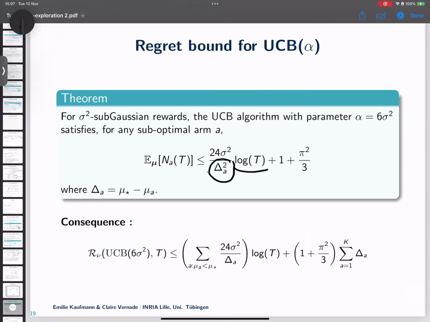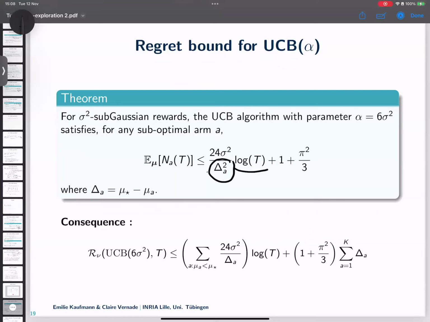So if I have an arm that has a very small gap, I'm going to need to pull it a lot to manage to distinguish it from the best arm, right? It's going to take me a lot of samples before I can make sure that it's not the best arm. But if the gap is very small, then it doesn't cost me too much to explore this arm, right? In the regret, the cost of this exploration is actually very small, so it doesn't matter too much.